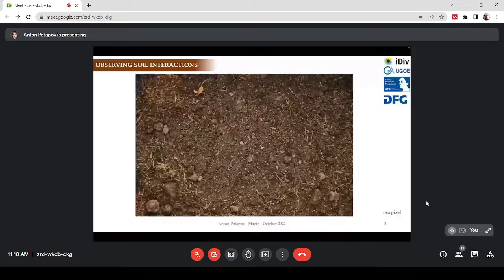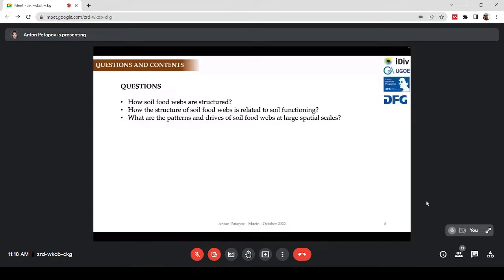So in my presentation, I will be focused on the following questions: how these soil food webs are structured, how the structure then is related to soil functions, and what are the patterns and drivers of soil food webs at large spatial scale? So here we're going to be talking about this global monitoring we have.